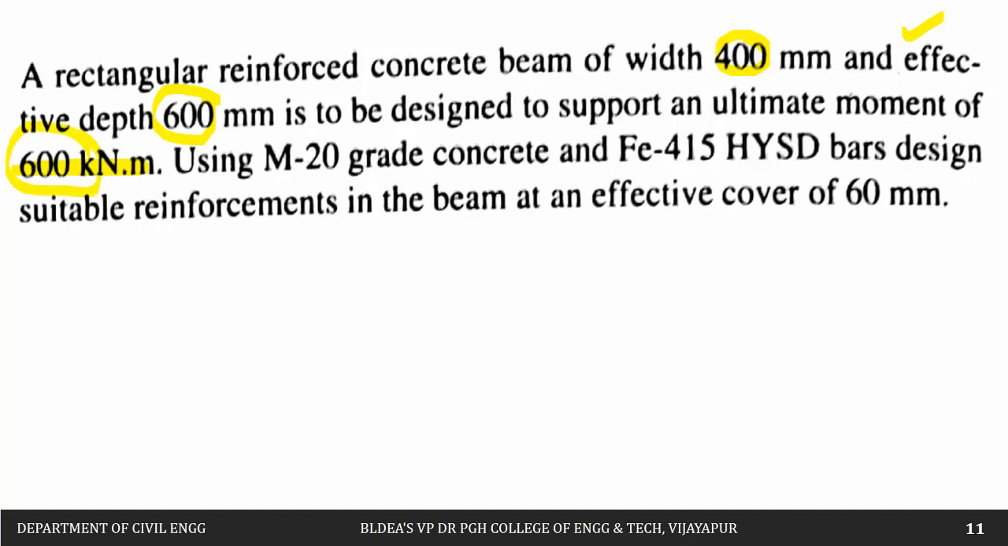Now in the previous problem, the section was given to us, they had given the steel, and they had asked us to calculate its moment carrying capacity. But here in this question it is reversed. They have given the moment and the beam sizes, and they are asking what area of steel is to be designed to support an ultimate moment of 600 kilonewton meter. We have M20 grade of concrete and Fe415 HYSD bars, and they have given an effective cover of 60 mm.